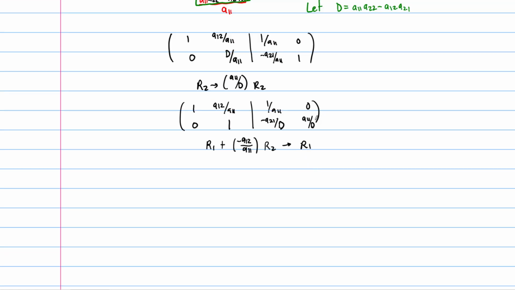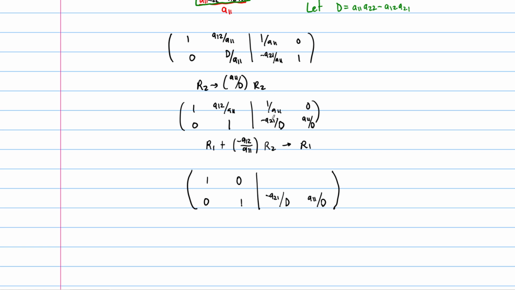So our row 2 is complete. So let's rewrite our row 2 now. So our row 2 is going to be 0, 1. Negative A21 over D, positive A11 over D. All right, and our row 1 is going to become 1, 0. We made it that way.